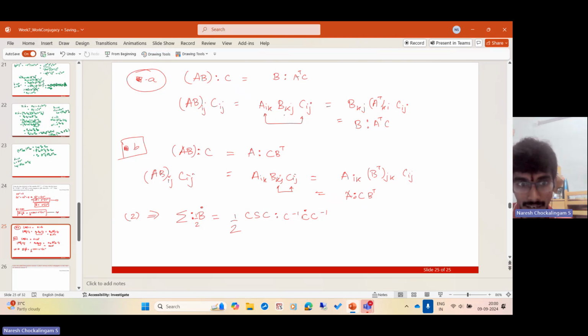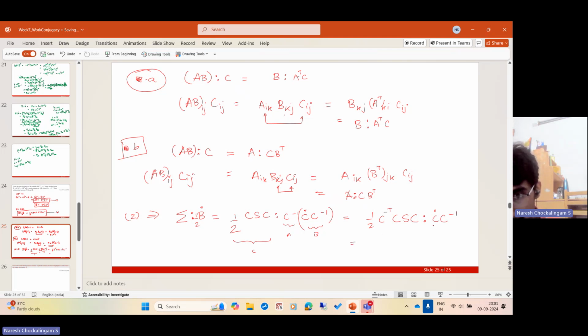Now treat this as the tensor B and this as the tensor A. And this as the tensor, say C. So C contracted with AB is what? It is A transpose C contracted with B. So this is equal to half C inverse transpose C S C contracted with C dot C inverse.